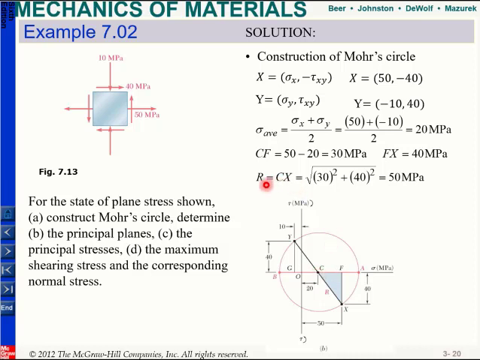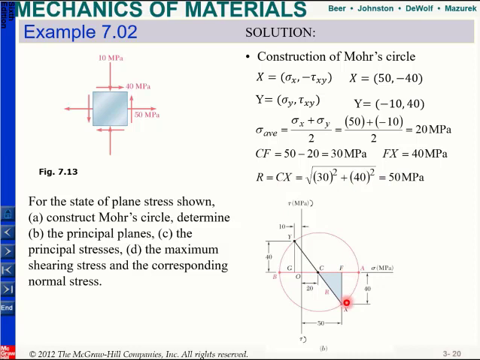And then you can also find your R. When you find your R, you can use this graphical method. What I can do is find the distance of FX and CF. This X is 50 and this is 20. So the distance of CF is 30. So it's 50 minus 20, which is equal to 30. And if you look at FX, it's my shear stress, which is equal to 40. So from there, you can calculate your R, which is equal to 50 megapascal.